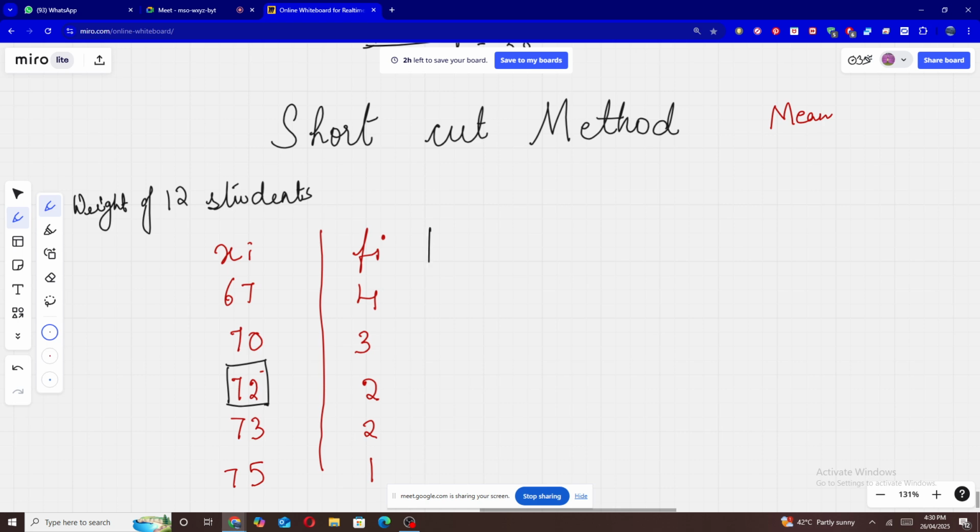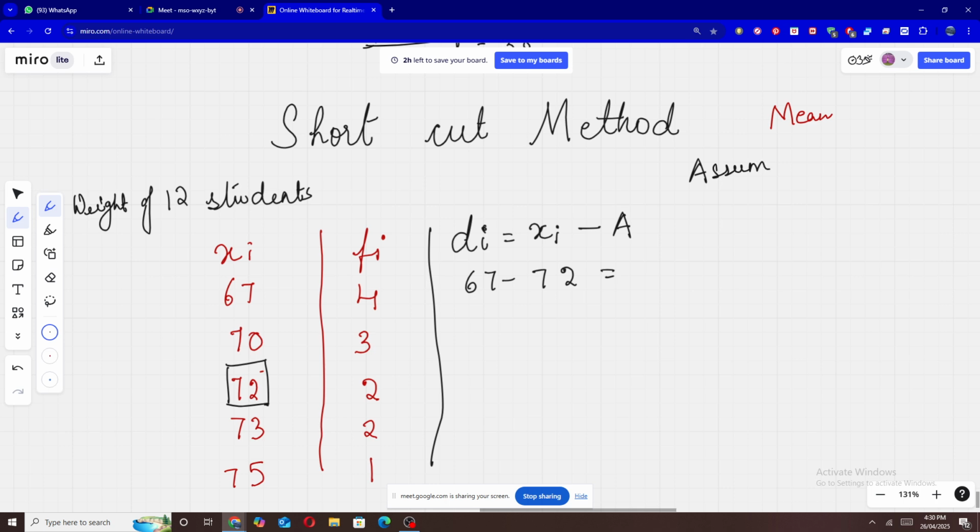So what do I do? My next step is di equal to xi minus a. So what is it? 67 minus 72. A is the assumed mean.